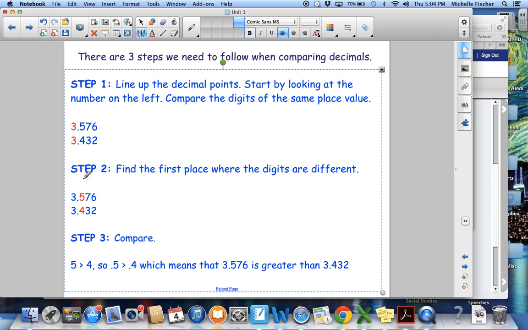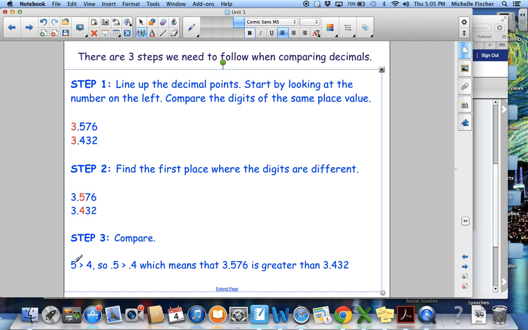So that's where we go to step 2, and we need to find the first place where the digits are different. So in our ones place, we see the numbers are the same, 3 and 3. So now let's go to our next place, which is our tenths place. So in our tenths place, we have a 5 and a 4. And that's the first time that we see that our digits are different because we want to read it from left to right. So now that we have 2 different digits, we go to step 3, which is to compare.